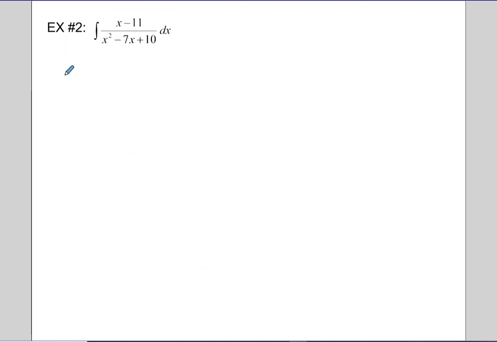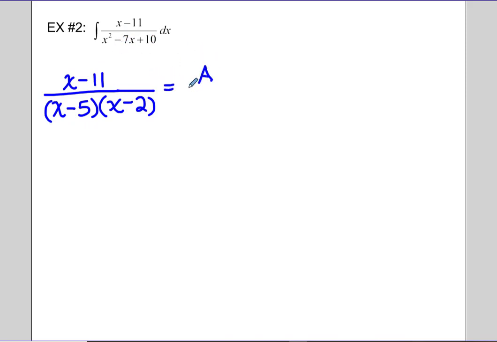And this one we have x minus 11 in our numerator divided by x squared minus 7x plus 10. If we use the factors x minus 5 and x minus 2, negative 5 times negative 2 is positive 10, and negative 5 plus negative 2 is negative 7x. So we need an a value for the first factor, x minus 5, and we need a b value for the second factor, x minus 2.